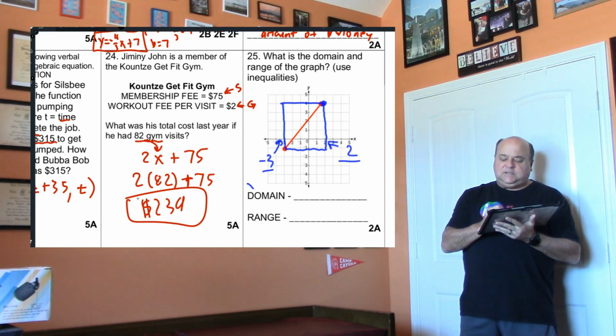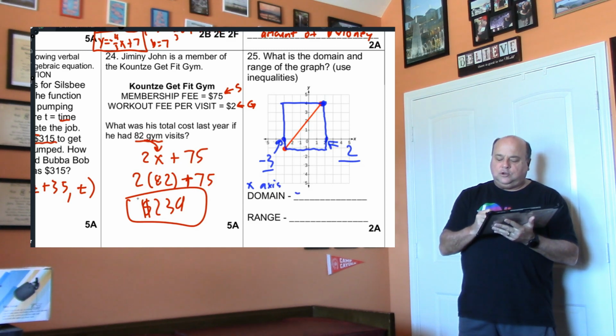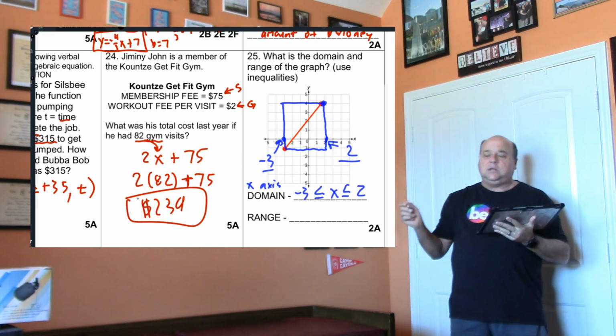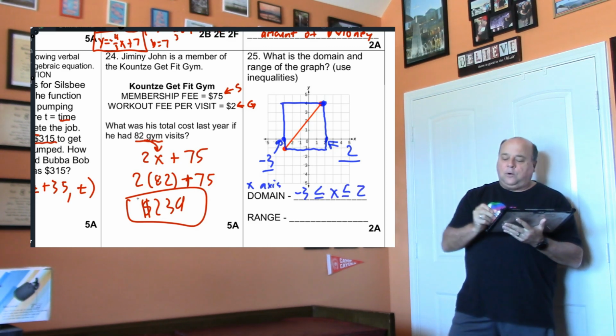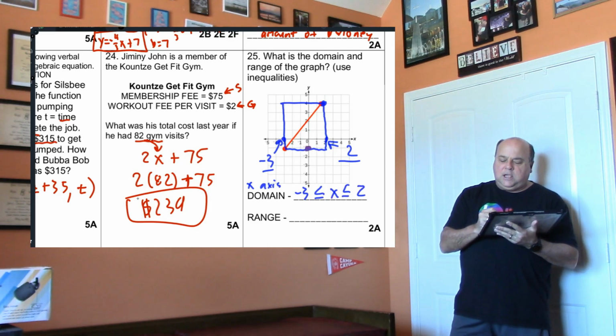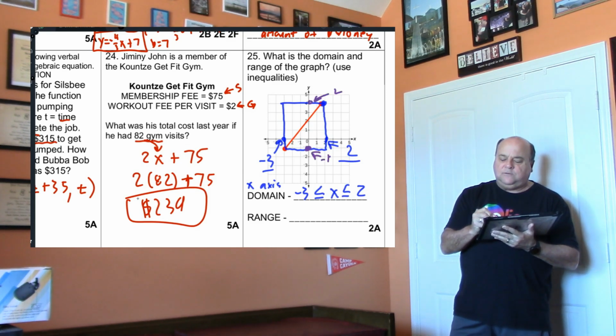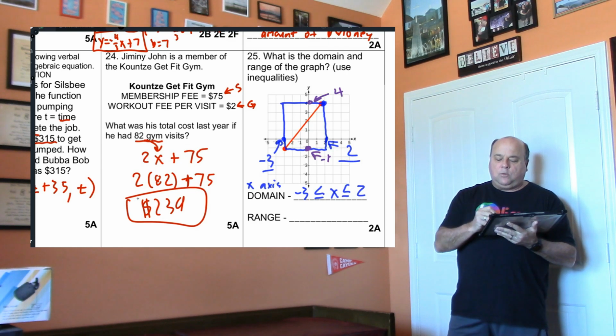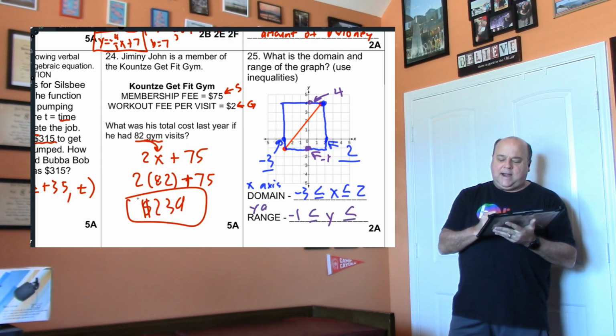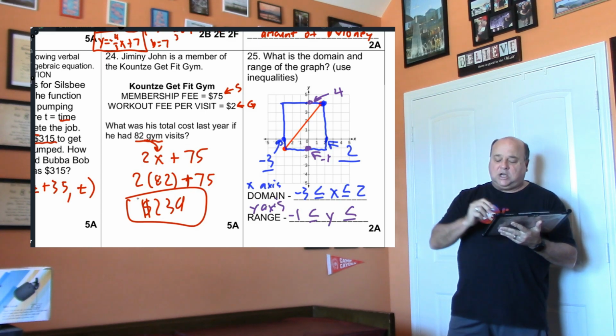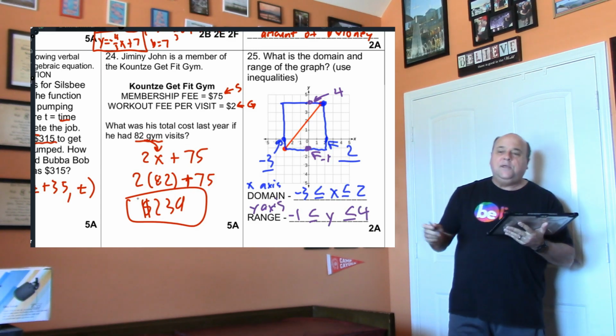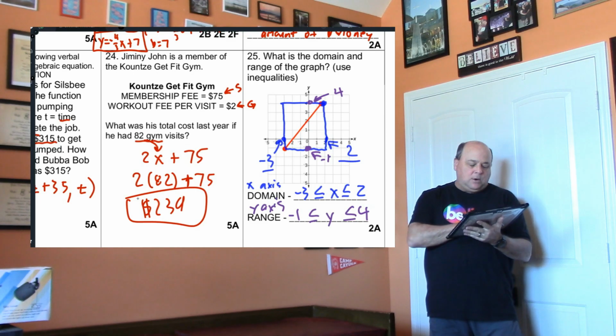So my domain is the x-axis, and on the x-axis it goes from -3 to 2, doesn't it? So -3 less than or equal to x less than or equal to 2. And then the range is going to go from here, which is -1, up to here, which is +4, okay? So my range goes from -1, y is your range. Remember, the y-axis is the range. It goes from bottom to top, and it goes to 4. So I have my domain, and I have my range.